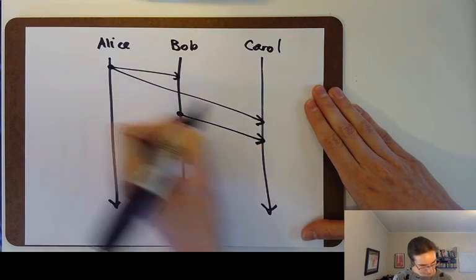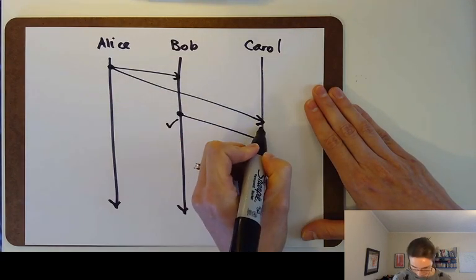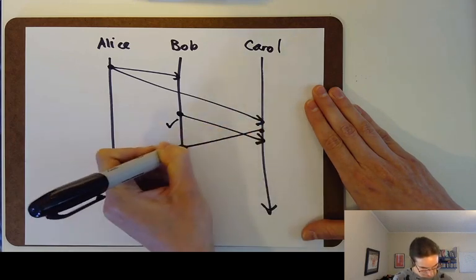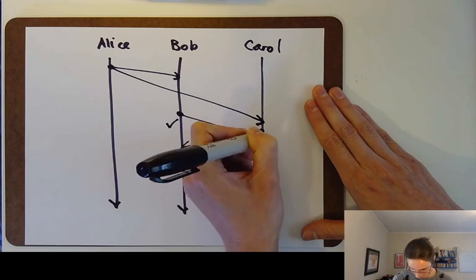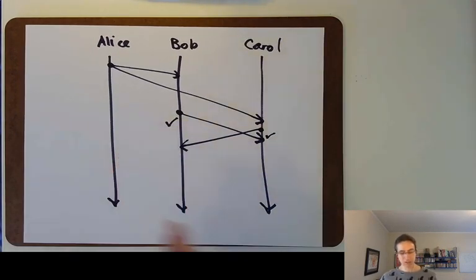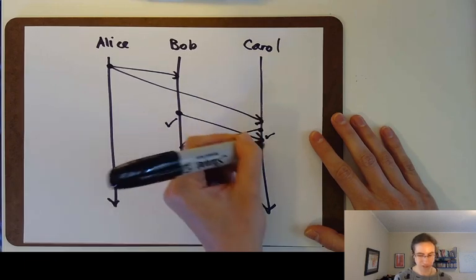When Carol gets this message from Alice, she doesn't know that Bob got it as well, so she had better send it to Bob. And then she gets to deliver it. So even with the don't-send-back-to-the-sender optimization, we still have duplicate messages here. So Bob and Carol each receive the message twice. Bob receives it here and here. Carol receives it here and here.